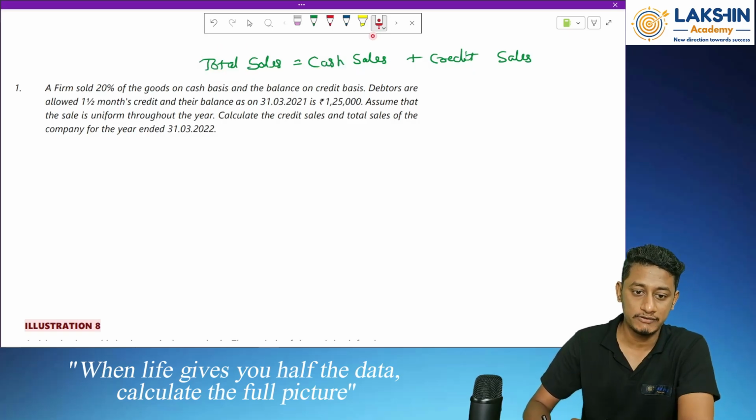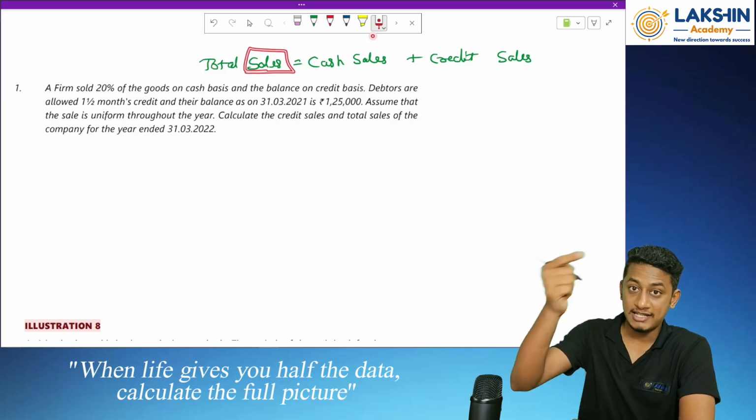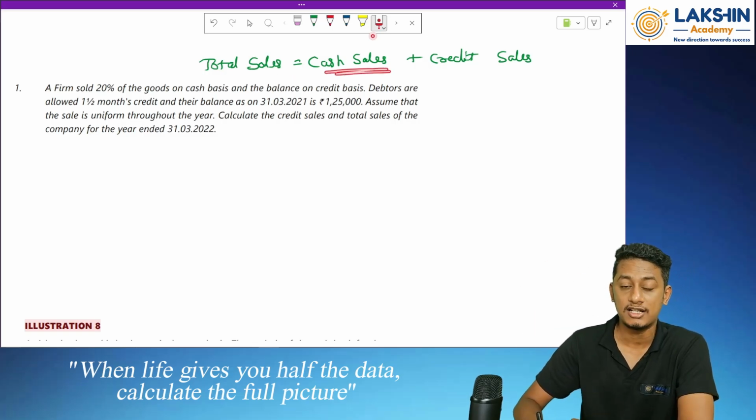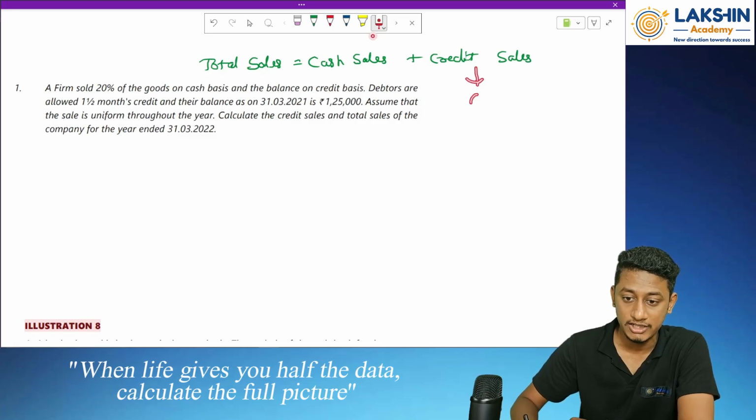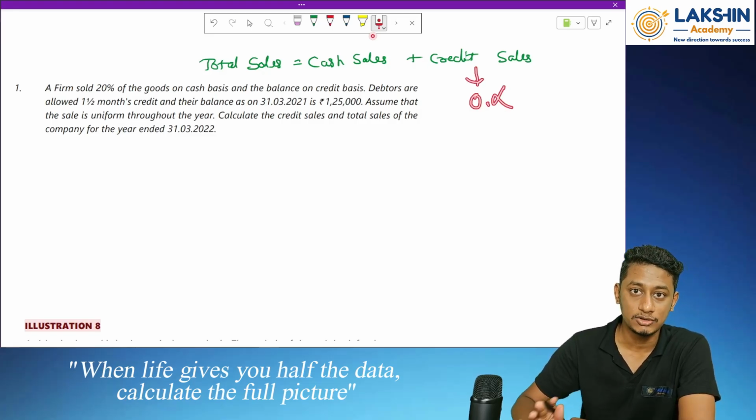Sometimes in the question they will give you the value of sales, and in the next line they will mention that all the sales are done on cash basis. So in that case, you should assume that the credit sales is zero. There is no credit sales being done by the business, so it will be zero.